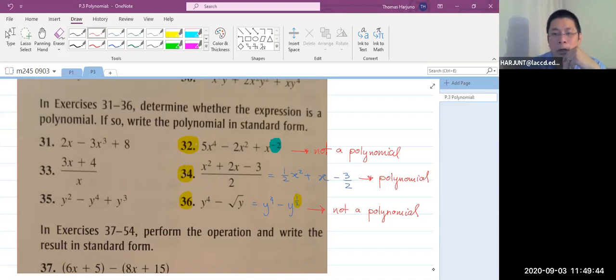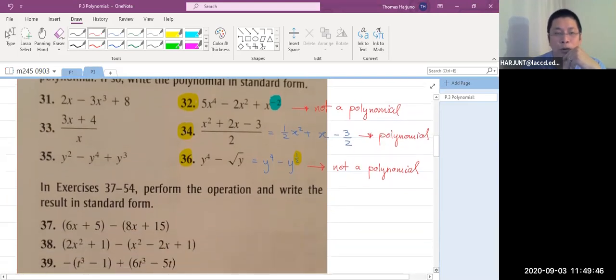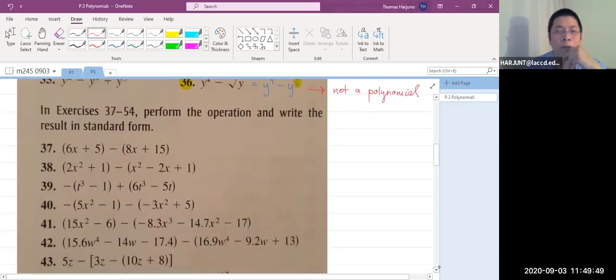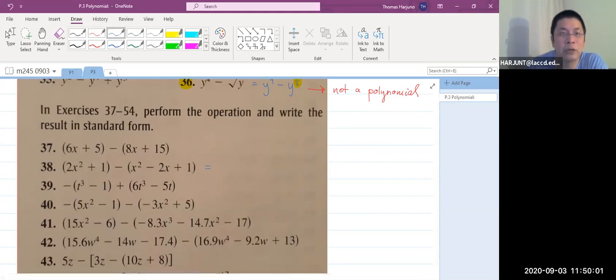Now, next, the easy parts that I think I can just ask you to do right away. How about performing the operation and writing it in standard form in descending order? Let's say number 38. Open the parentheses first though. Basically you distribute by 1 here to get rid of that parenthesis and by -1 here to get rid of the parenthesis with that subtraction. So this will be 2x squared plus 1 minus x squared plus 2x minus 1.